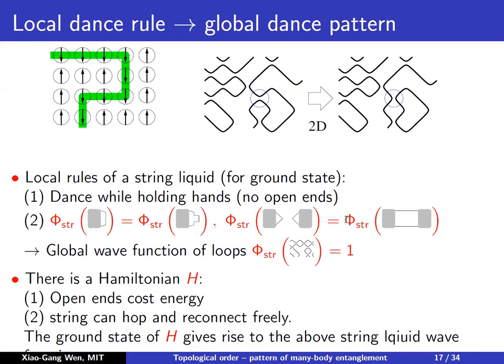So those are like a local density matrix and local relations, which the Hamiltonian specifies. It turns out that these two local relations are enough, because using these two local relations, you can deform any string configuration to any other string configuration. So all those configurations have the same amplitude. The wave function is a constant for all closed loop configurations, and it goes to zero when you have an open end. This is the way we can design a Hamiltonian which realizes this kind of wave function.